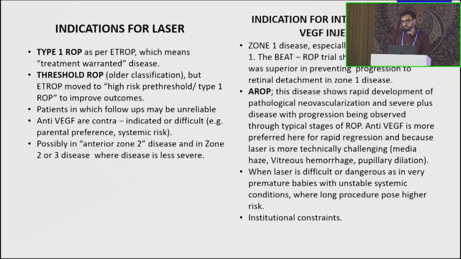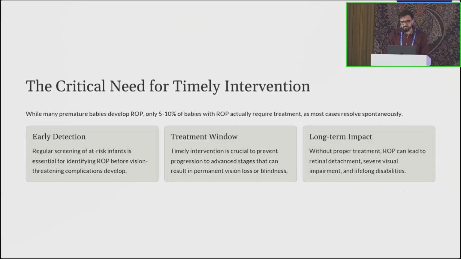AROP doesn't follow the rules of stages of ROP and it shows rapid progression. Injection is also used when laser is difficult and dangerous, or when institutional constraints are seen. There is a critical need for timely intervention. Mostly only 5 to 10% of babies require treatment. Only by early detection can we find the treatment window, and within that window it's very crucial to treat such children to prevent long-term impact.